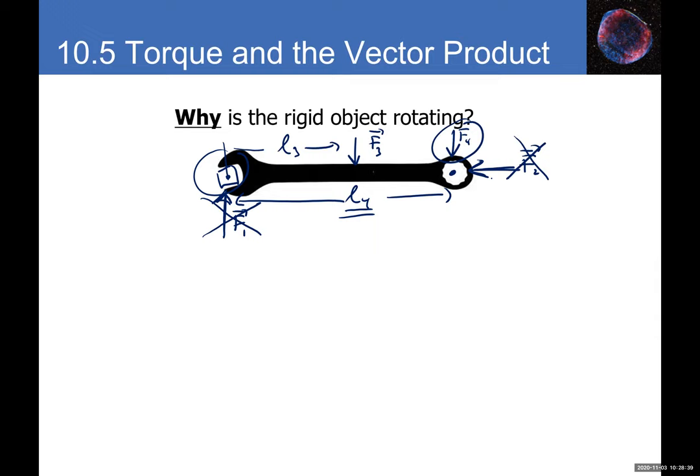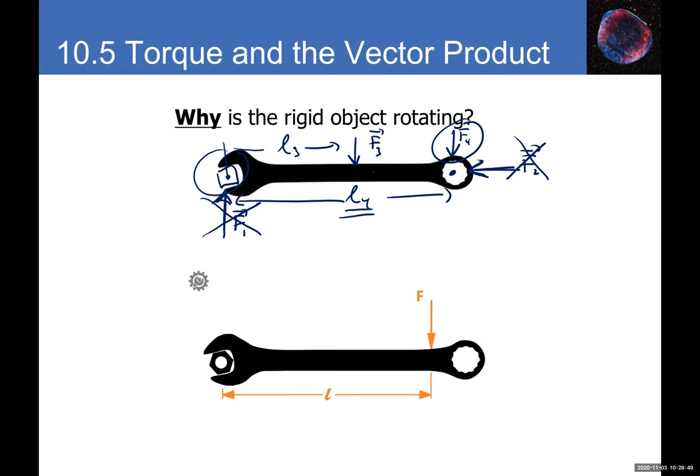In any case, think like this: F4 is at this point the most effective at rotating. And you can see, more or less, you have something like this, right? In order to rotate, you apply some kind of force, and that force has to be some finite distance L from that.